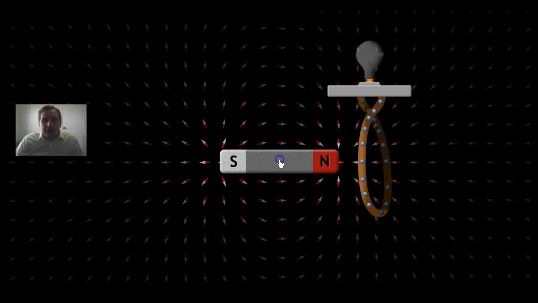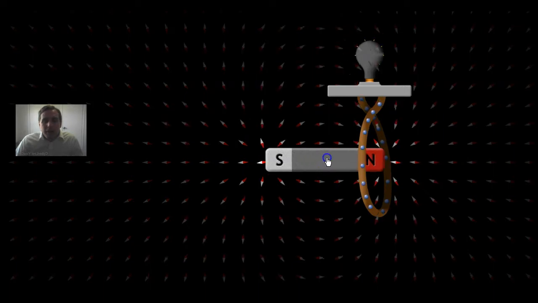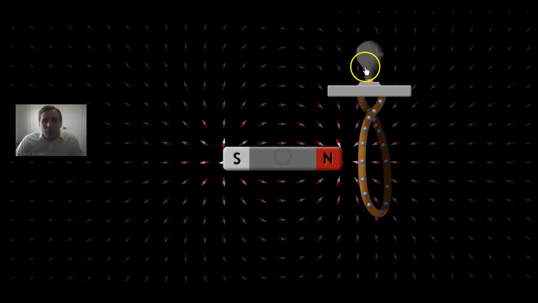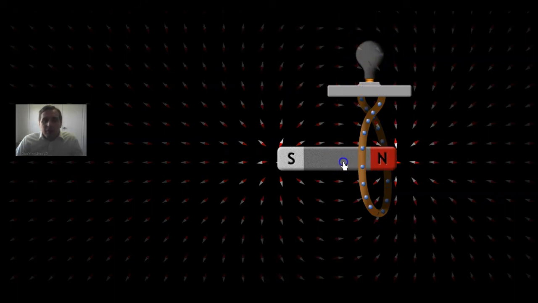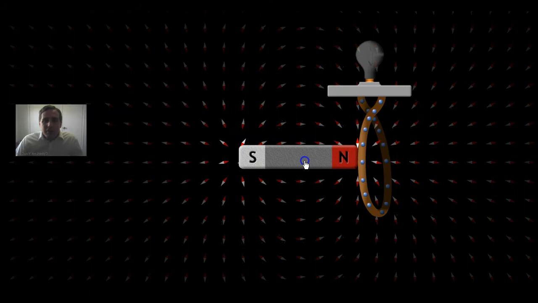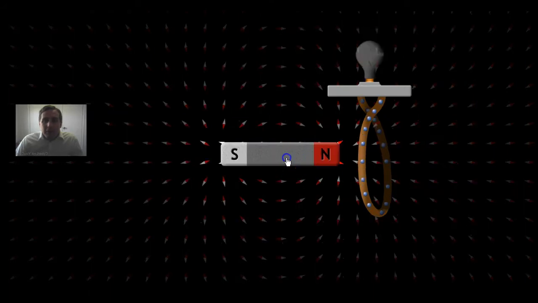So if we take this bar magnet and plunge it through the loop, it looks like we get an effect. In other words, we get electric current, which is lighting this light bulb. So if we do it kind of slow, it doesn't seem to have as much of an effect. We do it much faster, it seems to have a greater effect.